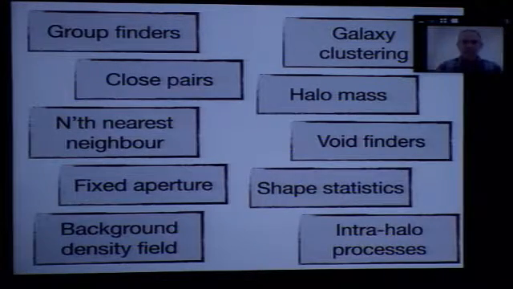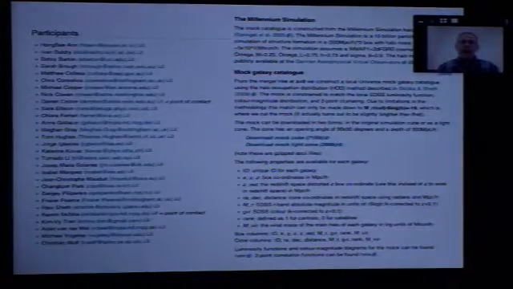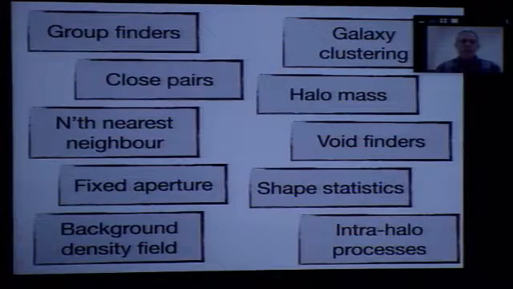Background density field. My concern was that we go to conferences, and because these are all represented on our graph by delta, we put the delta onto our figures and forget about how environment was measured, and we compare results.